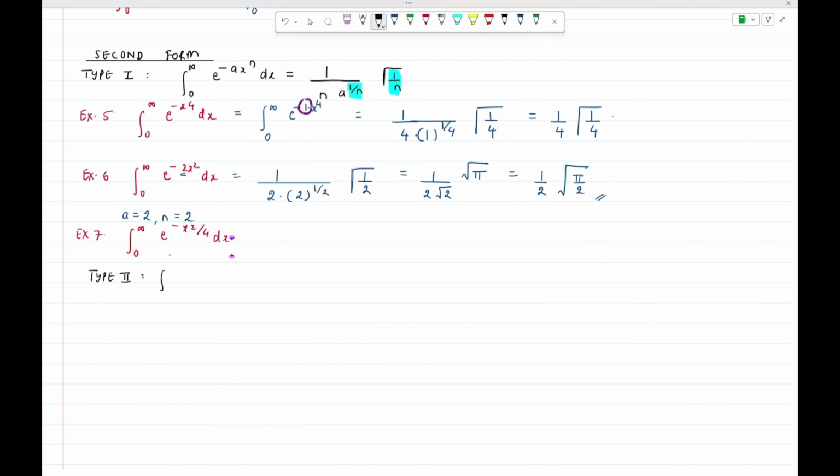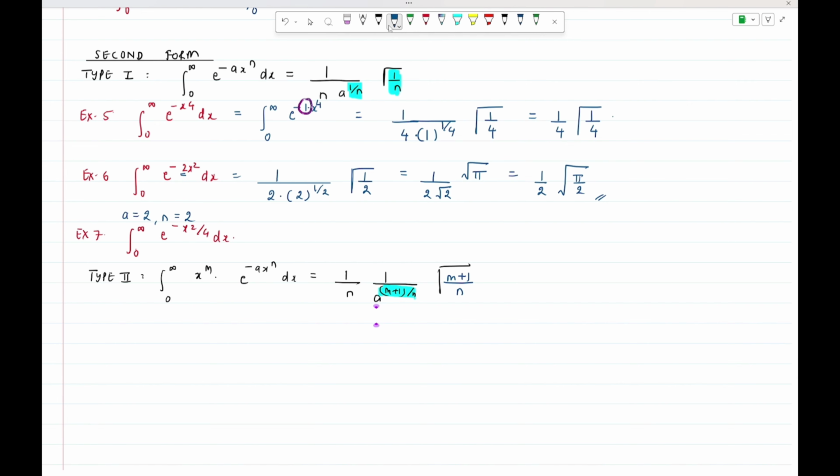So that's type 2. For type 2, we have integral from 0 to infinity, we have a multiplier x raised to m times e raised to negative a x raised to n dx, and this is evaluated as 1 over n, 1 over a power m plus 1 by n. And then here, again as I told you earlier, whatever is the power of a becomes the argument of gamma. So we have gamma of m plus 1 over n.